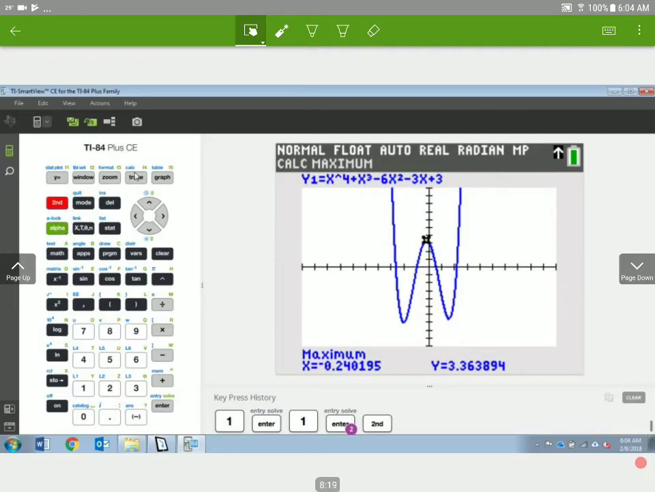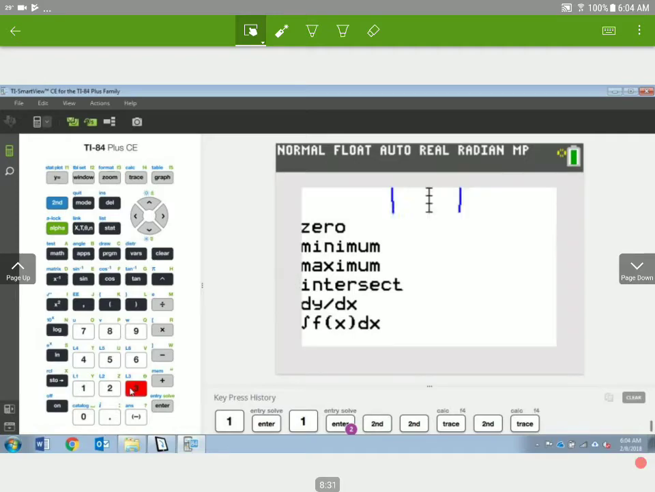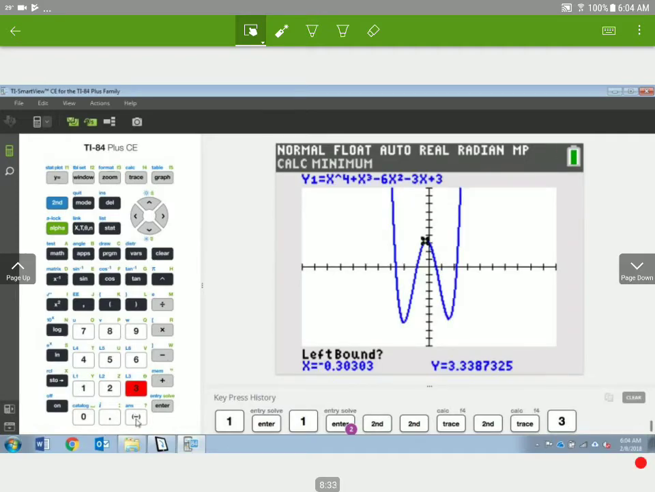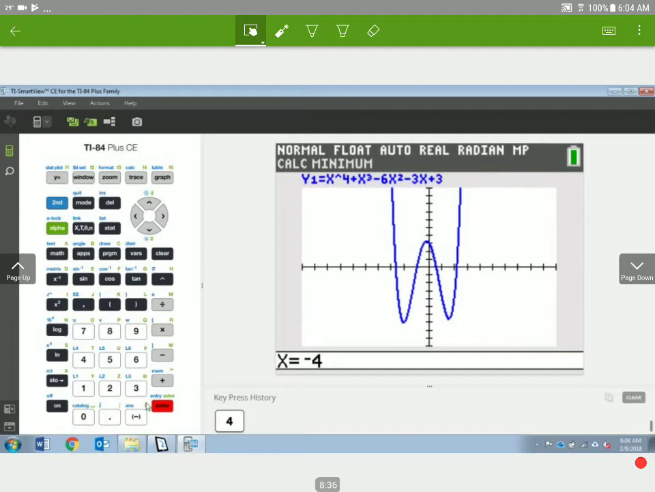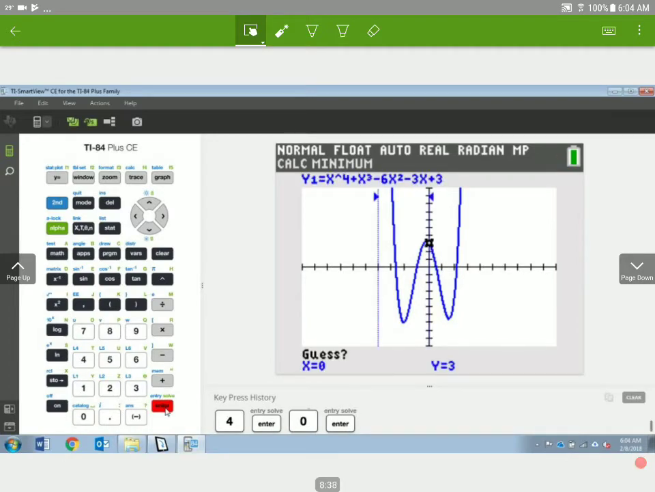Second, calculate minimum. Okay. There we go, minimum. Let's go negative 4, comma 0. That's close enough. It'll find that one. So negative 2.0, yeah, good enough. And negative 7. So negative 2, negative 7, it's close enough. We'll take that one. And one more.